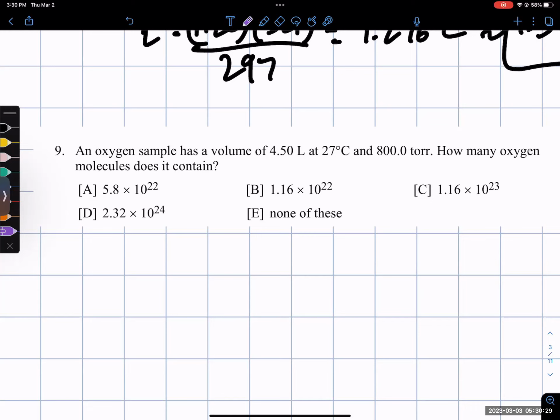Look at all the variables they give you. They give you pressure, temperature, and volume. They'll give you pressure, 800, 812.